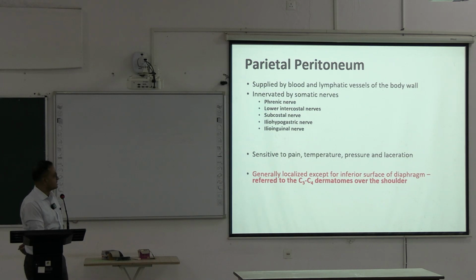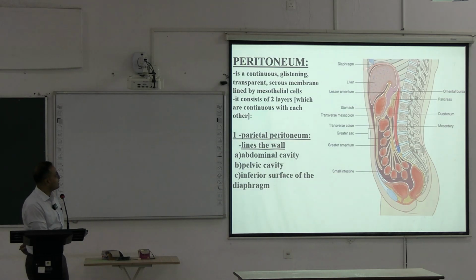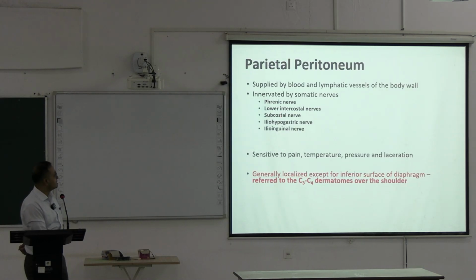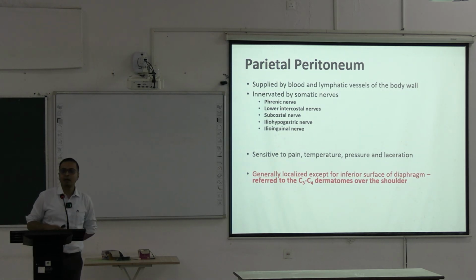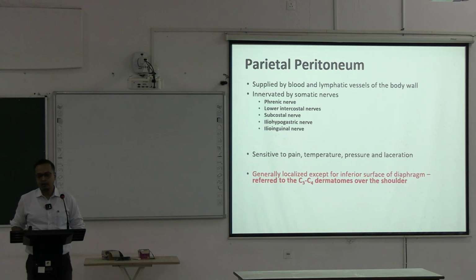The phrenic nerve supplies the parietal peritoneum under the diaphragm. In this restricted region, the peritoneum under the diaphragm receives its sensory supply from the phrenic nerve. Now you see that so many nerves supply this peritoneum, so that makes this peritoneum special in case of surgery.